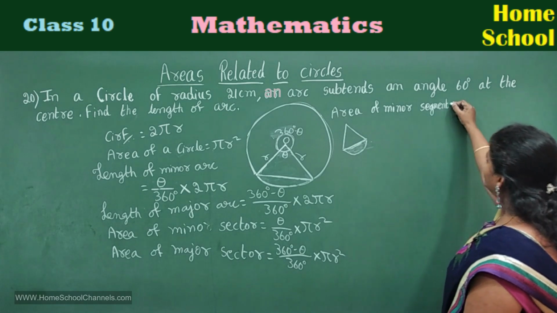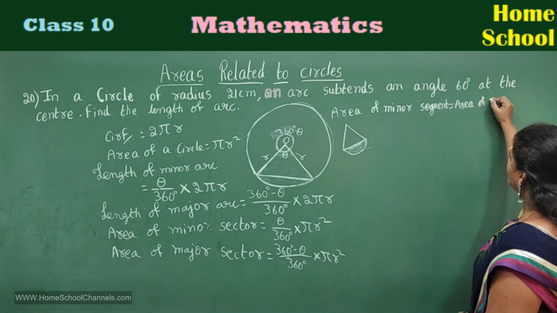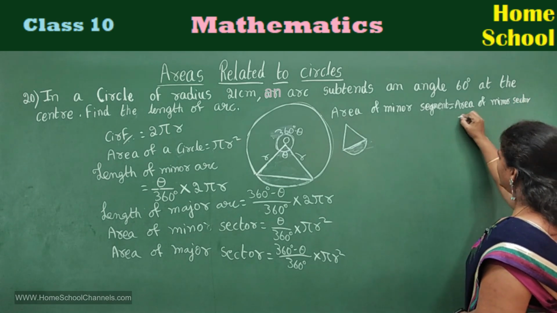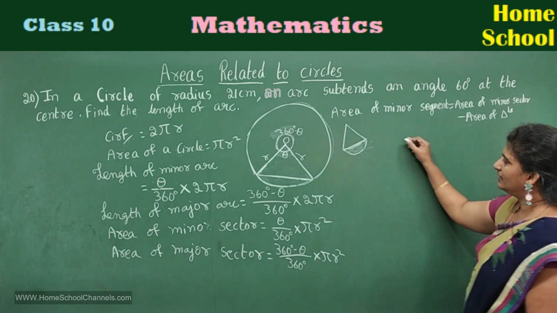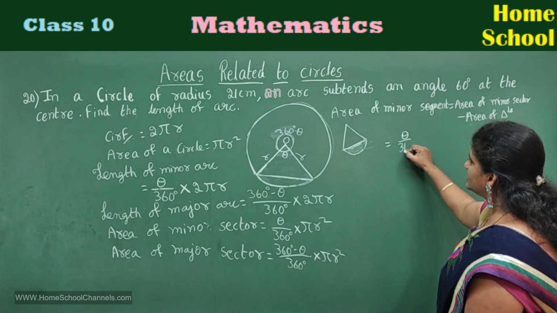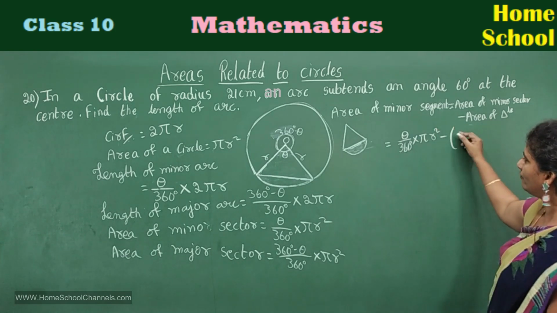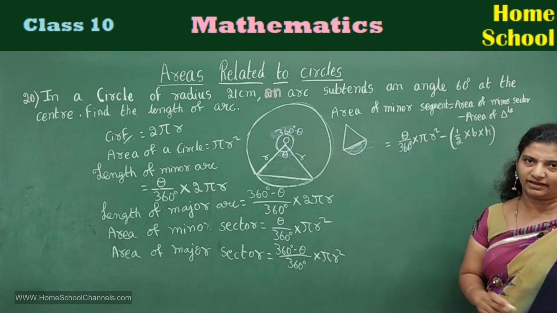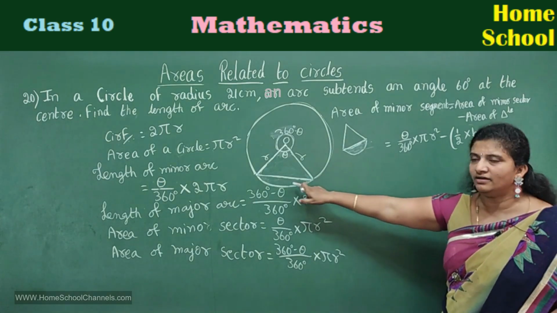Let me write that here. Area of minor segment is equal to area of minor sector minus area of triangle. What is the area of minor sector? Theta by 360 degree into pi r square, minus the area of a triangle formula, half into base into height. Put it within brackets. Right? This is the formula for finding area of minor segment.